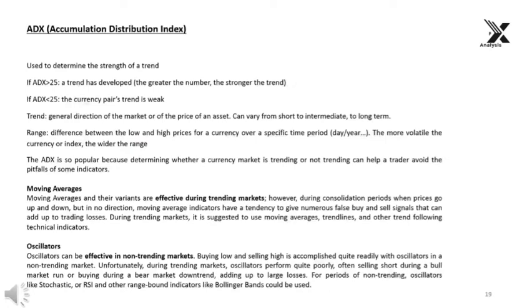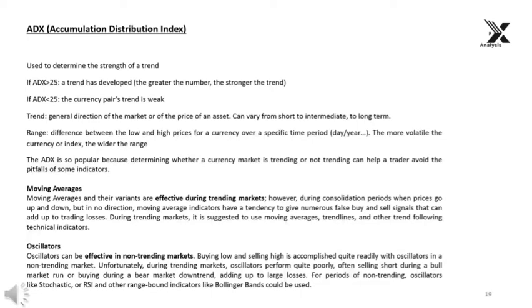ADX, Average Directional Index. Used to determine the strength of a trend. If ADX is superior to 25, a trend has developed; the greater the number, the stronger the trend. If ADX is inferior to 25, the currency pair's trend is weak.